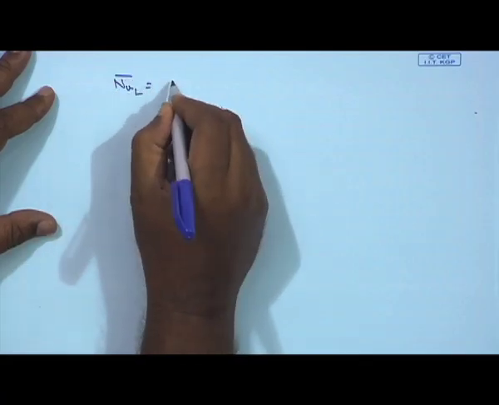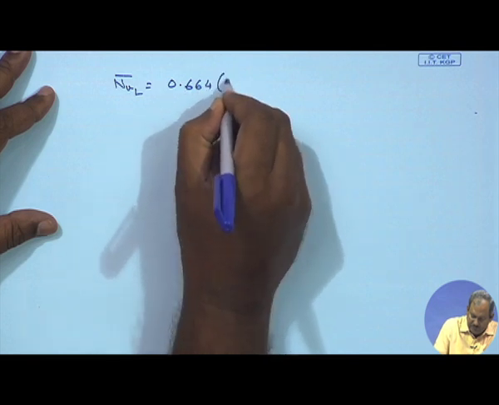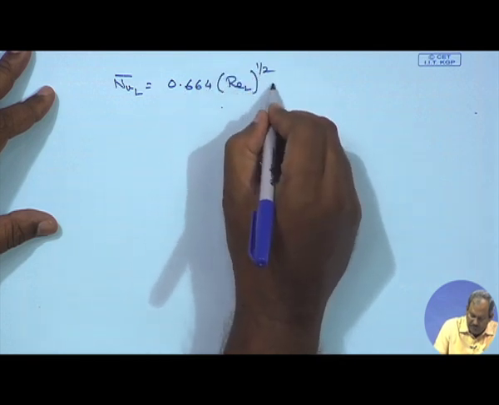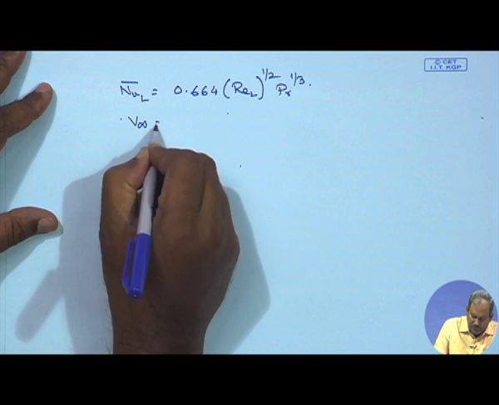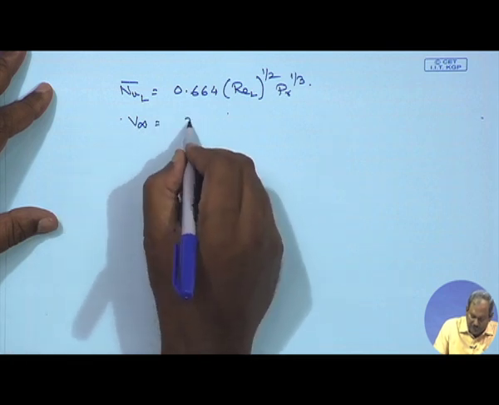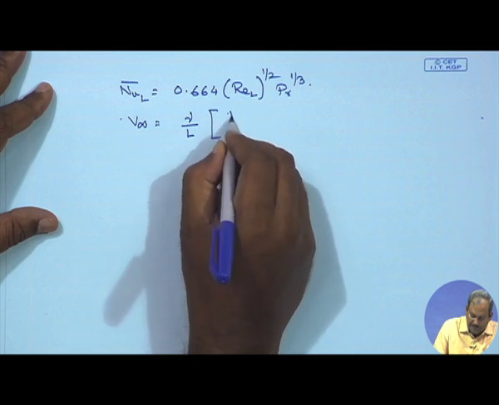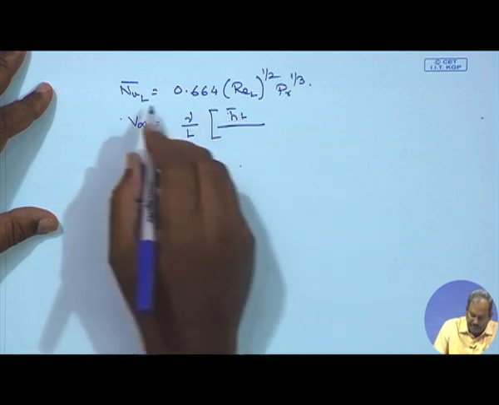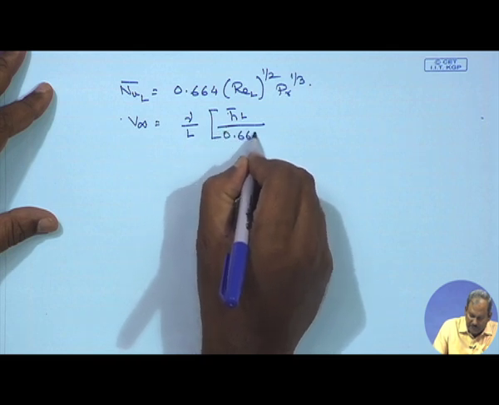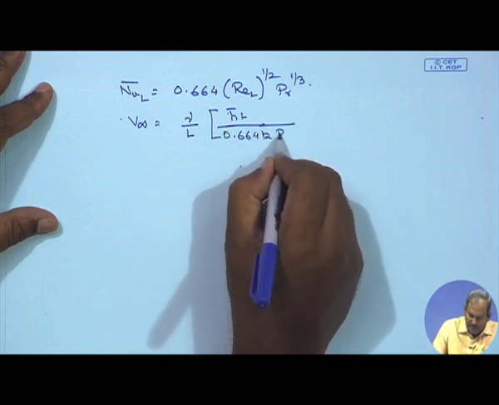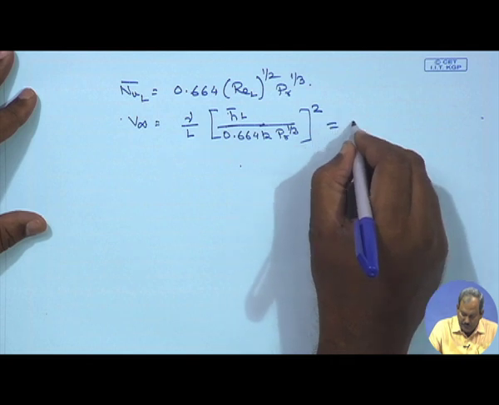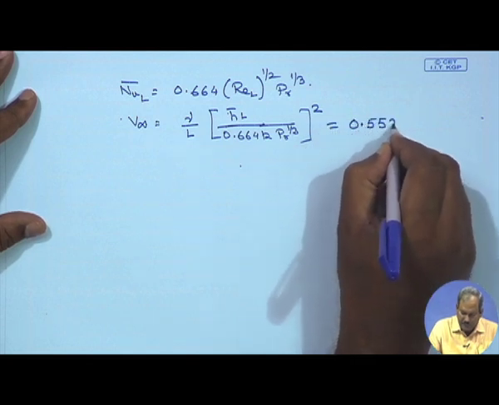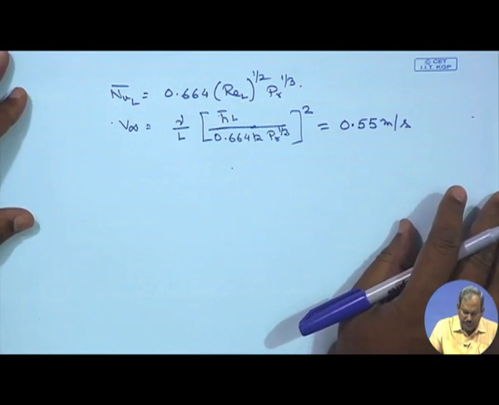So the Nusselt number average value based on the length is 0.664 Re_L to the power half times Prandtl to the power 1/3. This contains the velocity. So the velocity of air flowing over the surface would be nu by L times H bar L divided by 0.664 K times Prandtl to the power 1/3, whole squared, which would turn out to be 0.55 meter per second.